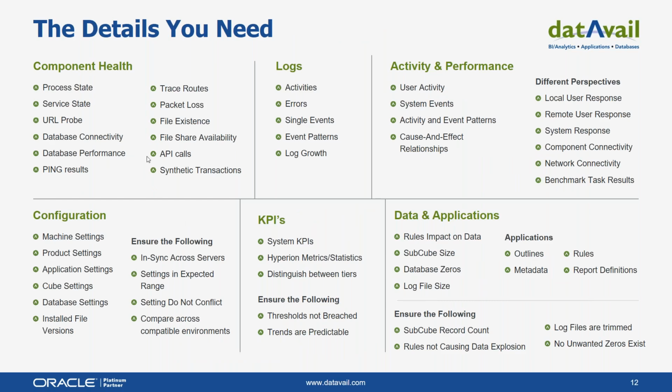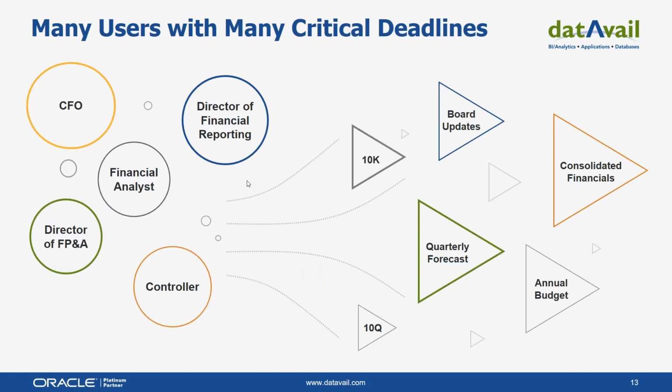And then within those groups, there's a lot of details that you need to understand what's going on. So there's component health that you need to deal with, log information, information about activity and performance, configuration information about the environment and the applications, key performance indicators, information about the data and the applications themselves, right? So it takes experts who understand what you need to look for, where to find these things, and then what they mean and what you should do about it. So the details are a big component of this.